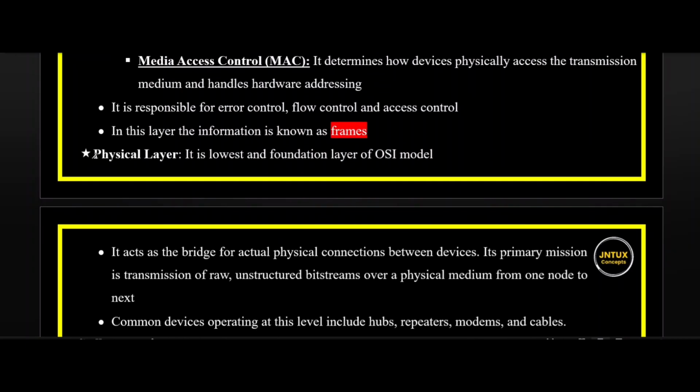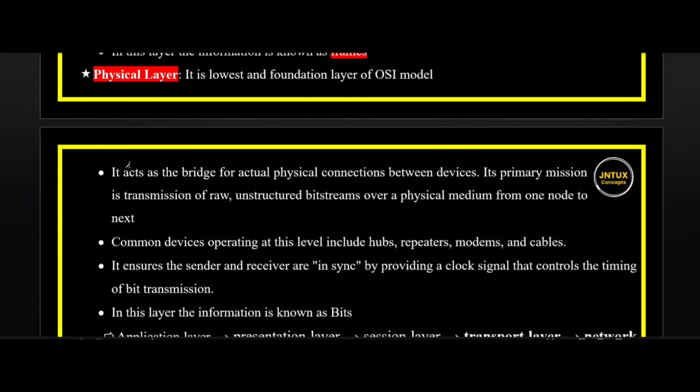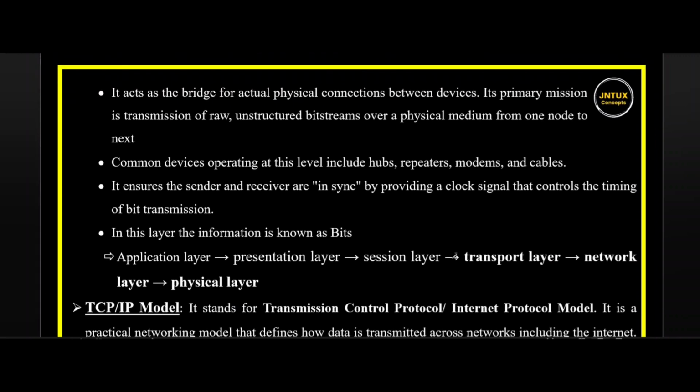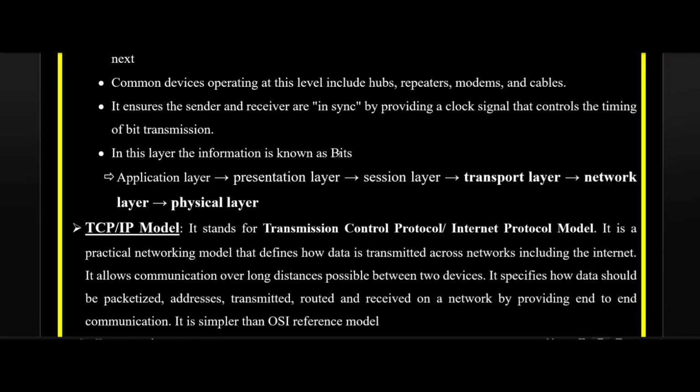The last, seventh layer is the physical layer. It is the lowest and foundation layer of the OSI model. It acts as the bridge for the actual physical connection between devices. Its primary mission is transmission of raw unstructured bit streams over a physical medium from one node to the next. Common devices operating at this level include hubs, repeaters, modems, and cables. It ensures the sender and receiver are in sync by providing a clock signal that controls the timing of bit transmission. In this layer, the information is known as bits.